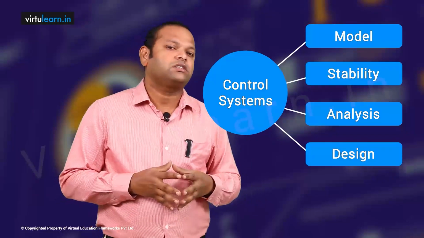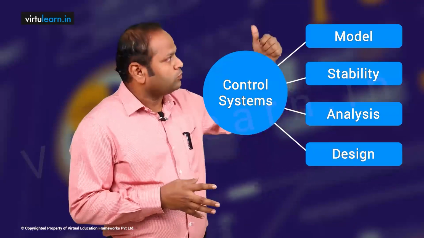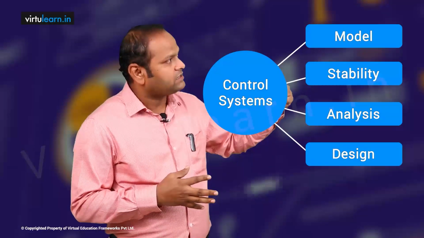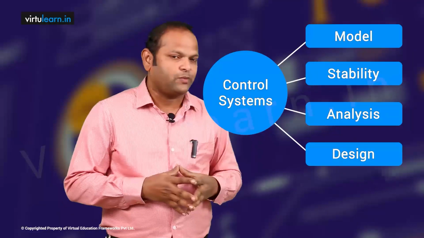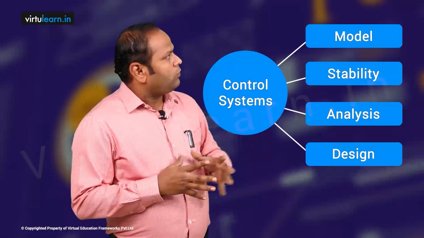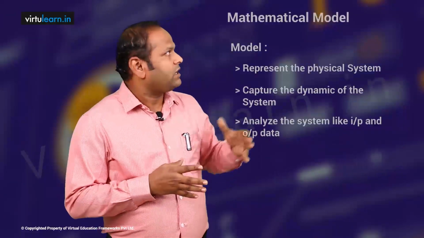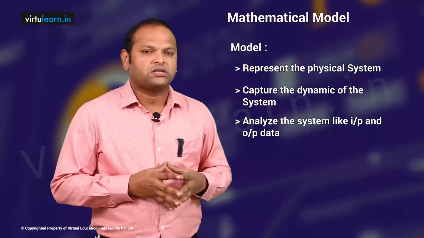with the design specifications. To design all these things, we need to model the system, we need to analyze the system, and also we need to find the stability of the system. There are different phases. First of all, we need to find the model of the system. Let us look at the modeling of the system.